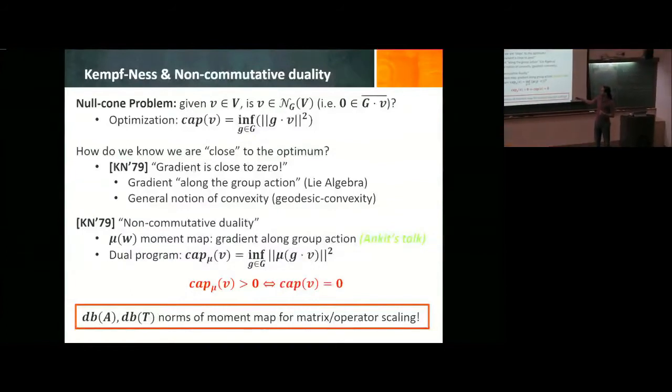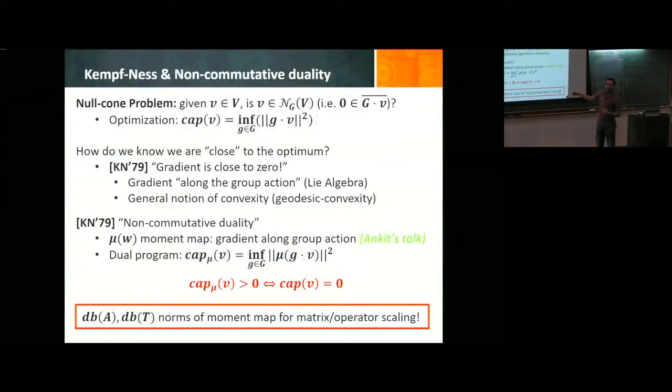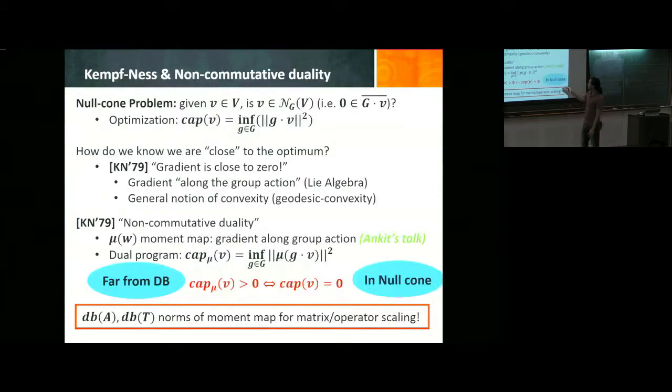So all we were doing was saying, well, as long as this value is really big, we make progress in this optimization problem, right? So there's this primal dual approach to solve this problem. This, in a sense, is the dual program to this problem, in the non-commutative world. So essentially, what does this mu capacity bigger than 0 mean? If I'm far from doubly balanced, it means that I'm in the null cone, because I can keep driving my norm to 0, yeah?